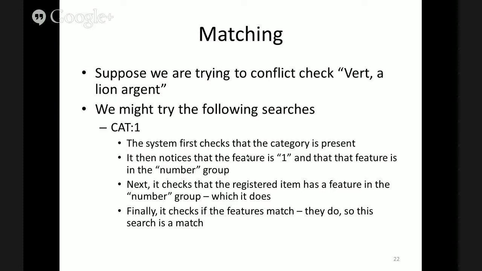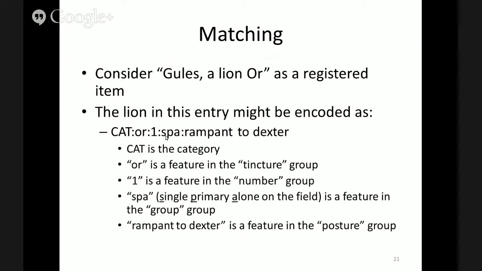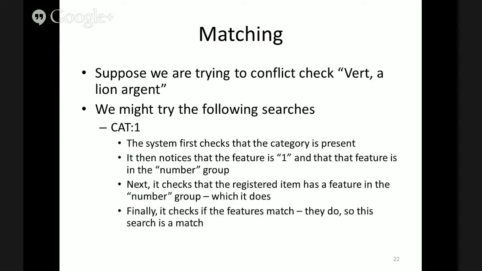It looks at what group they're in. So back here, it could be cat or 1 SPA rampant to dexter, or it could be cat SPA 1 rampant to dexter, or it doesn't matter. Same thing. Order is irrelevant. All right. So we talked about cat 1.